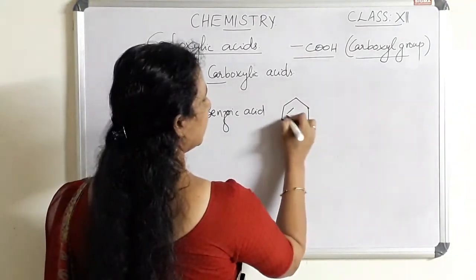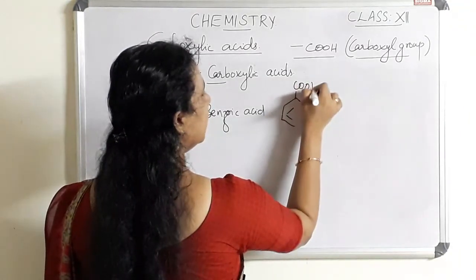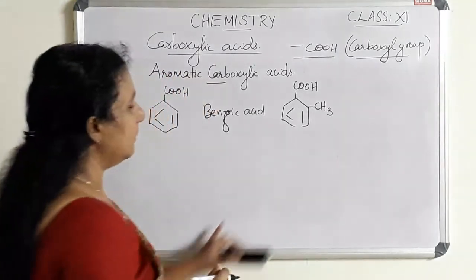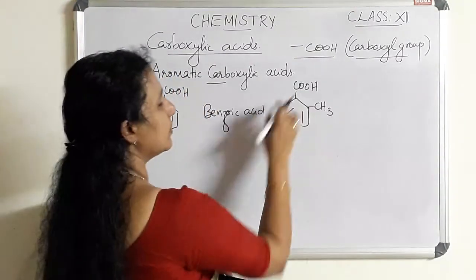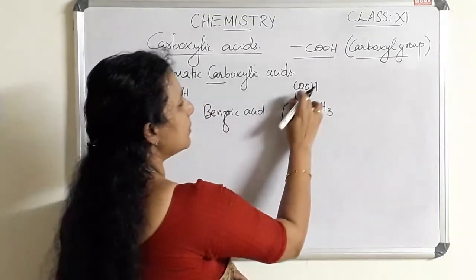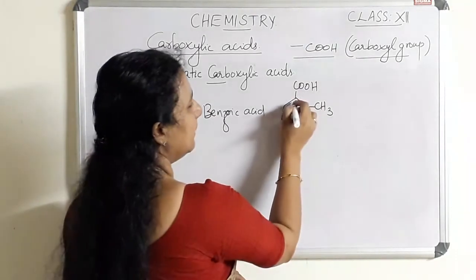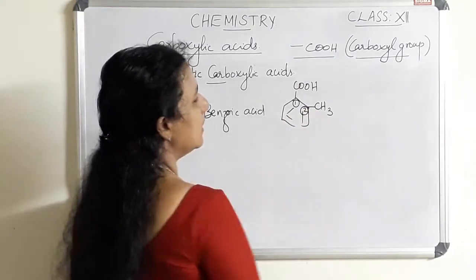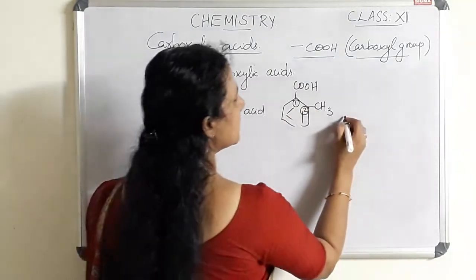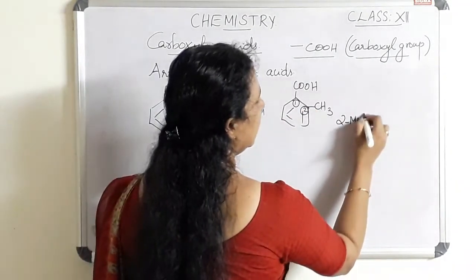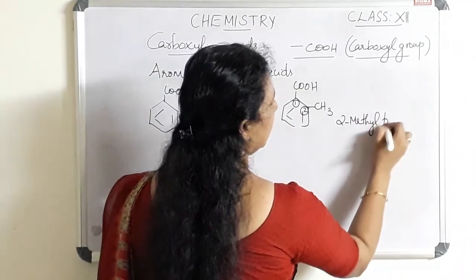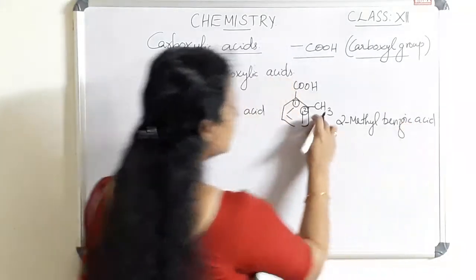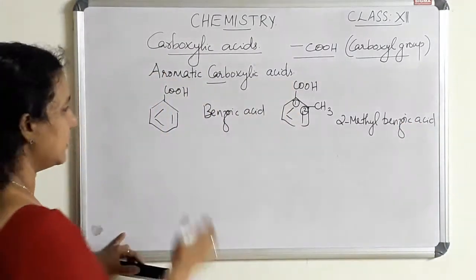Then, if a methyl group is attached to the benzene ring and a COOH group is there, since the COOH group is attached to this carbon atom, this carbon atom should be the first carbon atom and this should be the second one. So the name is 2-methyl benzoic acid. It is 2-methyl benzoic acid.